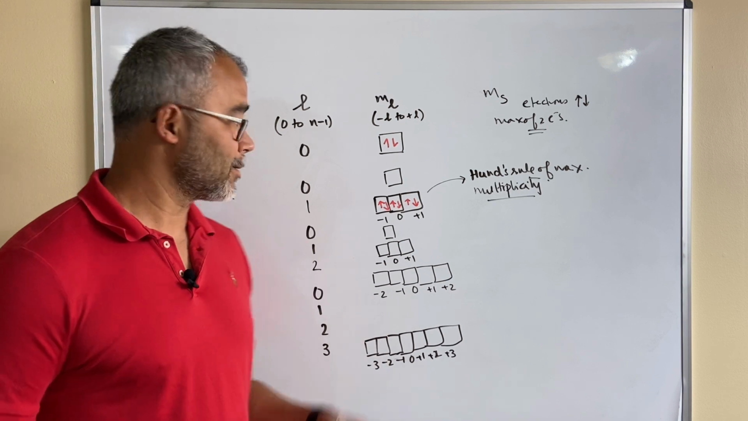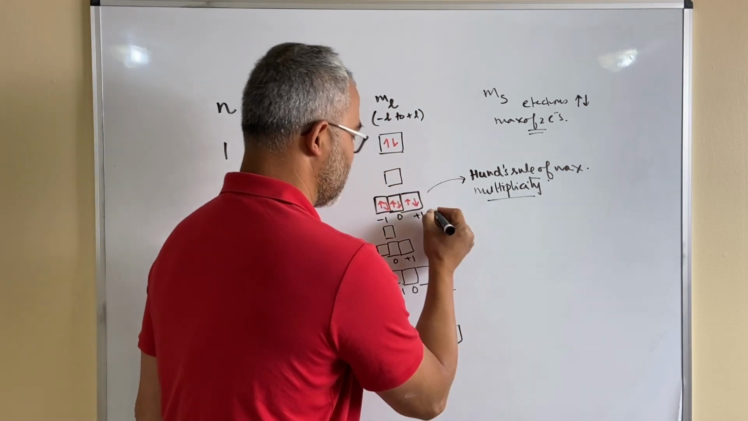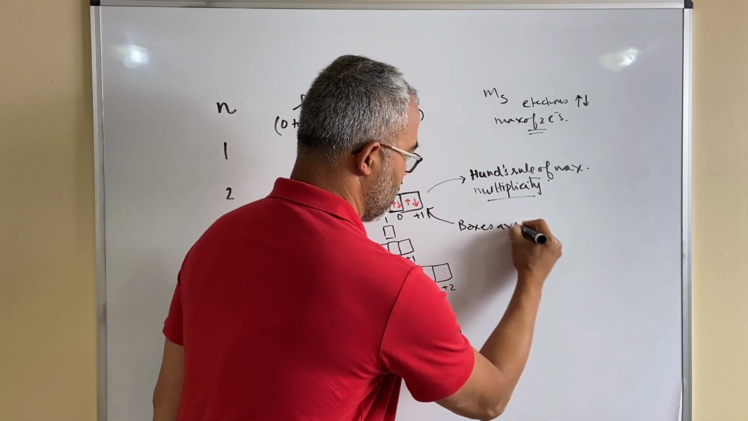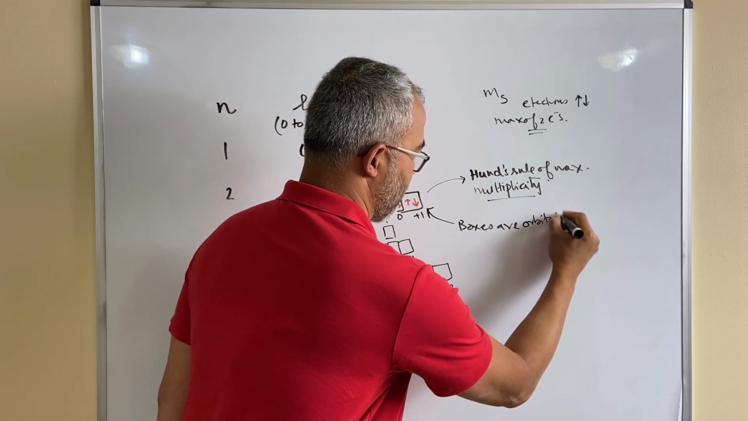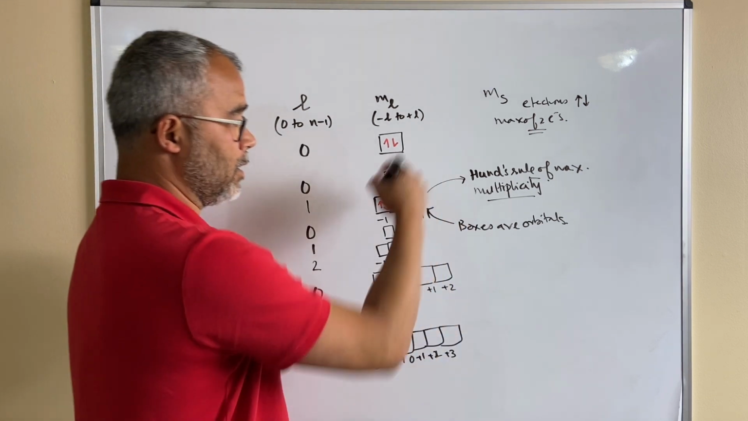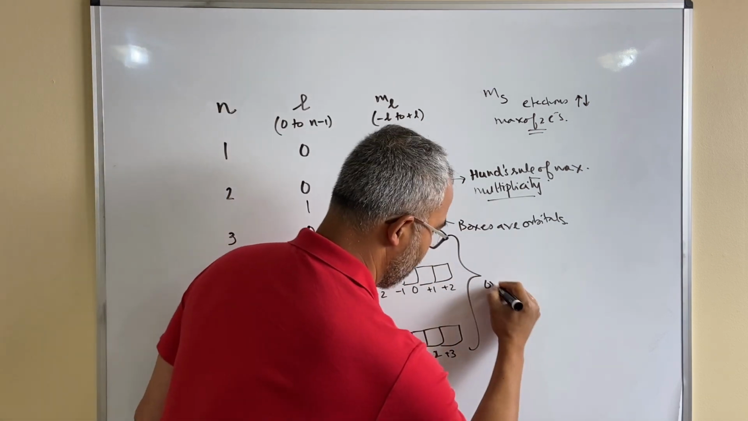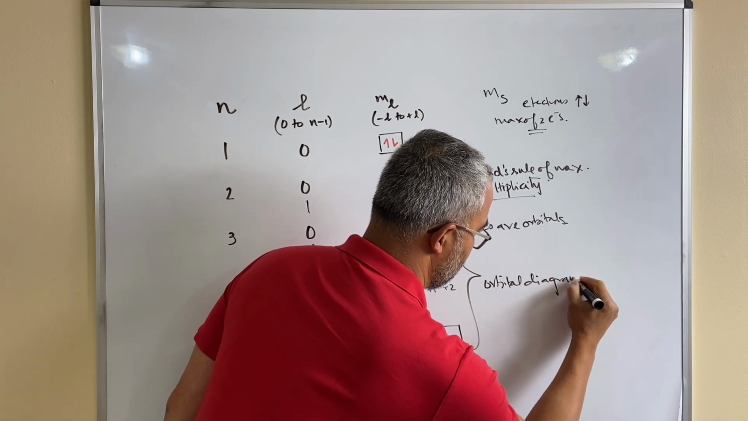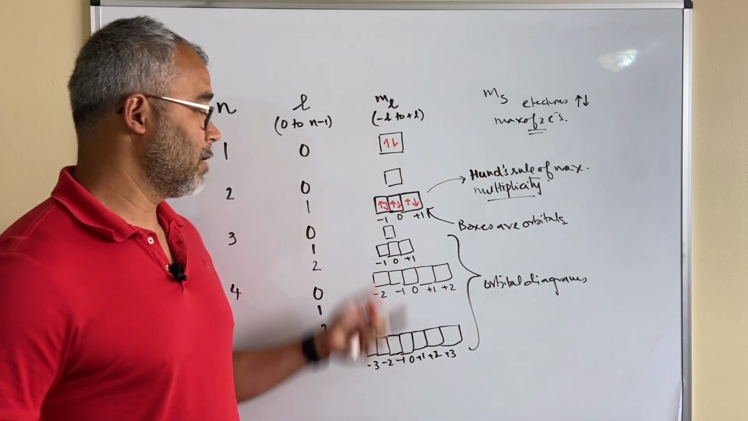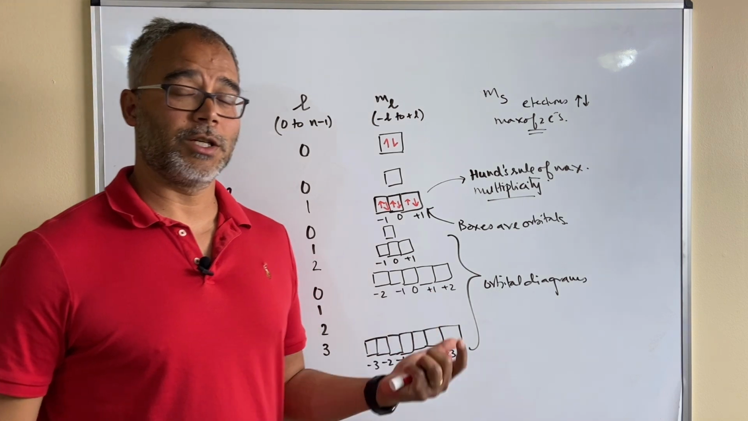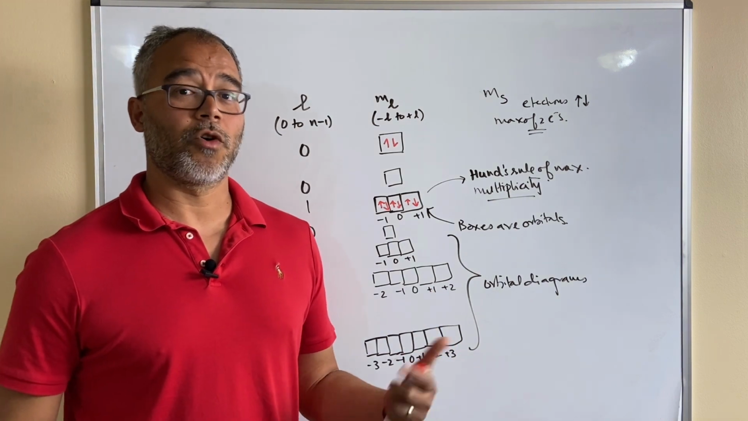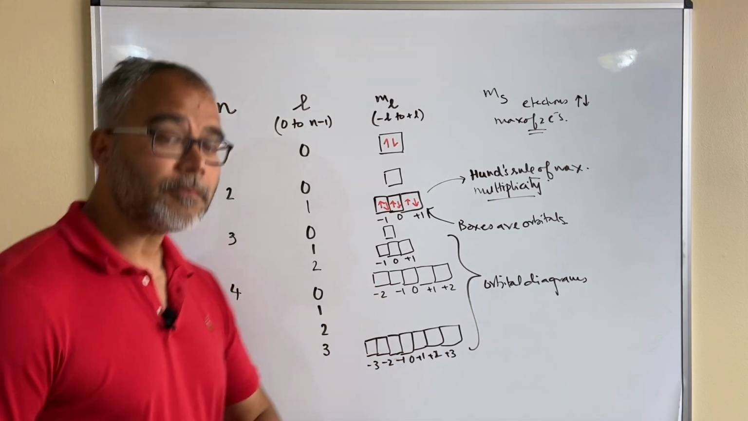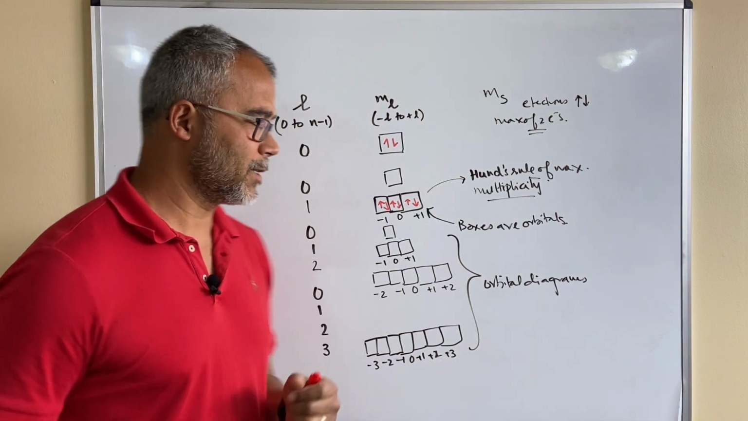boxes are called orbitals. I'll write that down so we don't forget them. So these boxes are orbitals, and what we drew out here are called orbital diagrams. Whenever you fill up electrons in boxes, the question is really asking you, what's the orbital diagram? Draw the orbital diagram. And there we have it. Those are orbital diagrams.